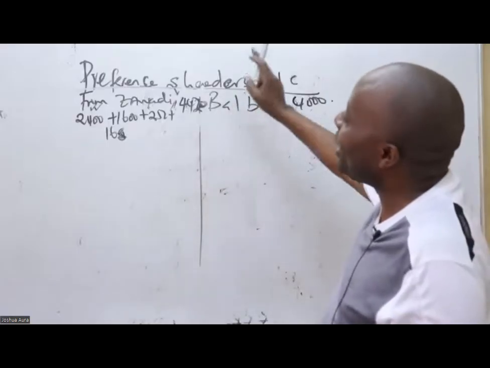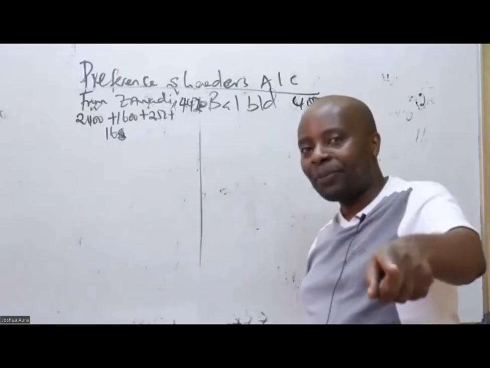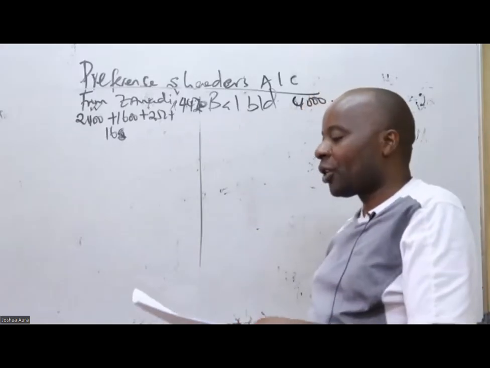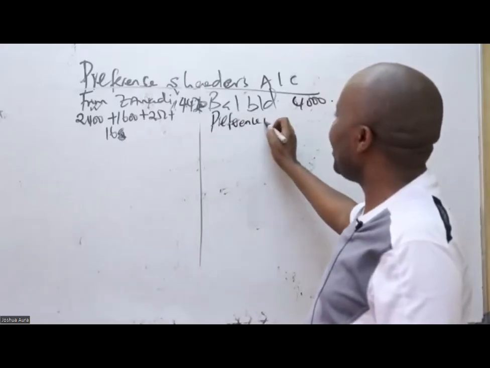And again, remember that these preference shareholders, they were not being paid. They have some accumulated dividends. It has to go to their account. So we have here preference dividends.